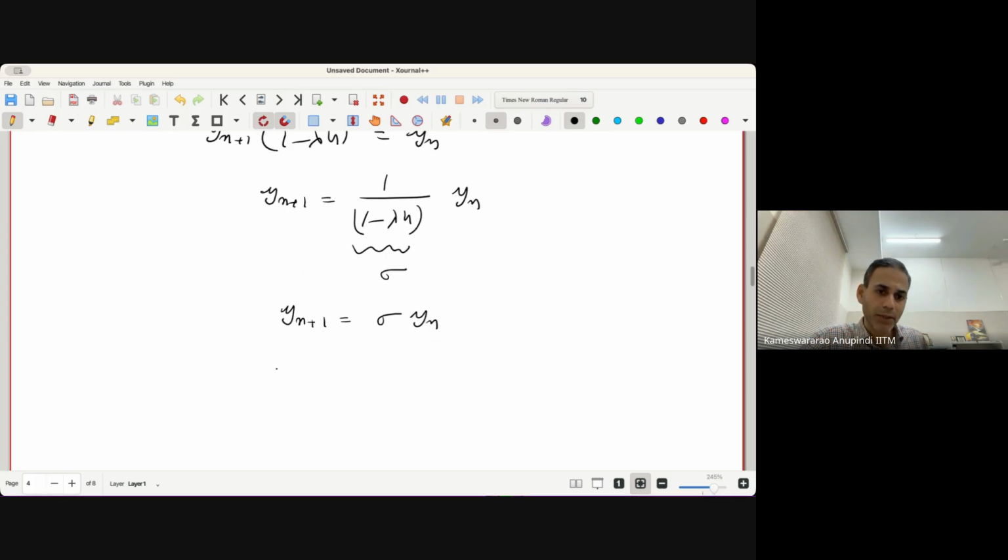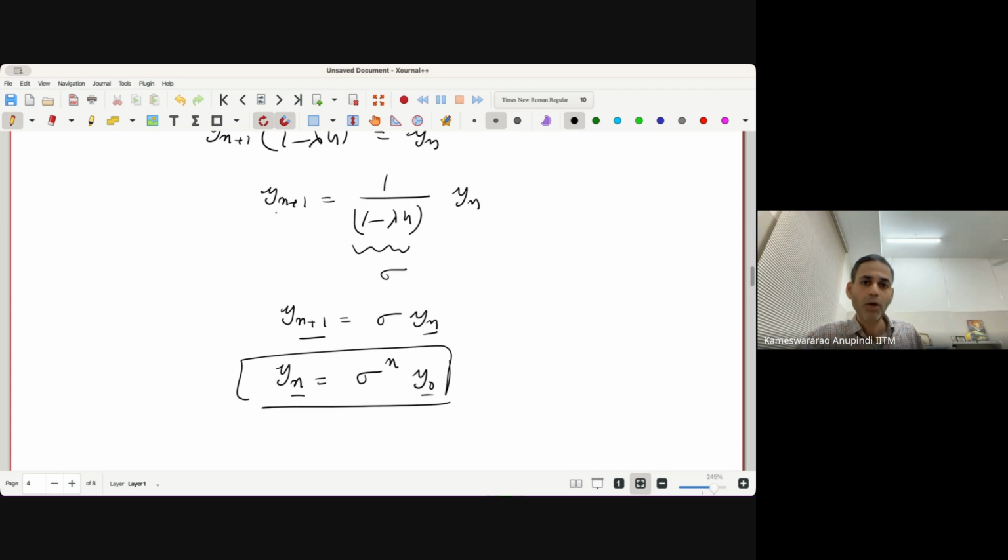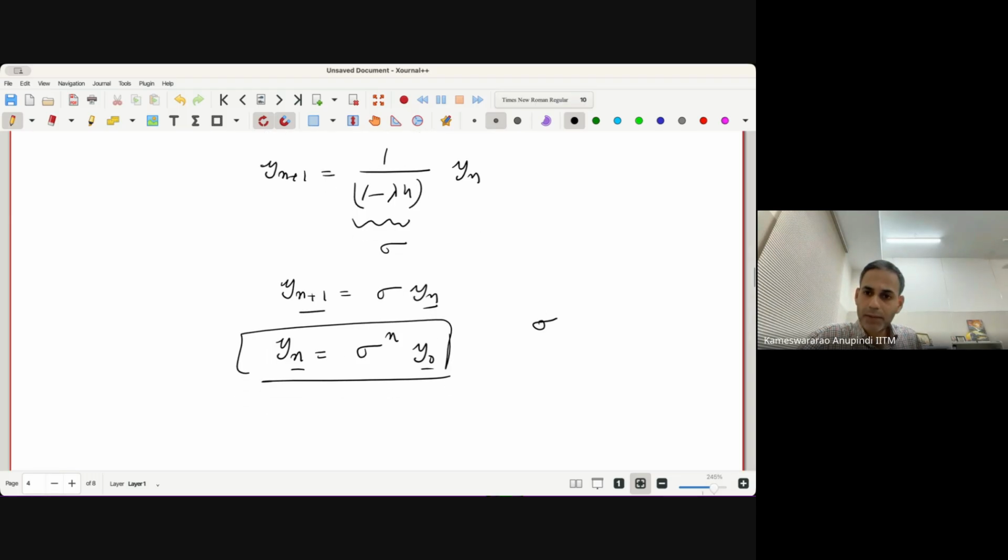Just like we have done for the explicit Euler method, we can write yn equals sigma to the power n times y0. Okay, so this is exactly the same. Instead of going from n to n plus 1, if I have to go from 0 to n, then this factor will get multiplied, right? Because y1 is in terms of y0, y2 will get one more factor in the multiplication, and so on. That means my sigma equals 1 by 1 minus lambda h. Okay, so this is the value I have.